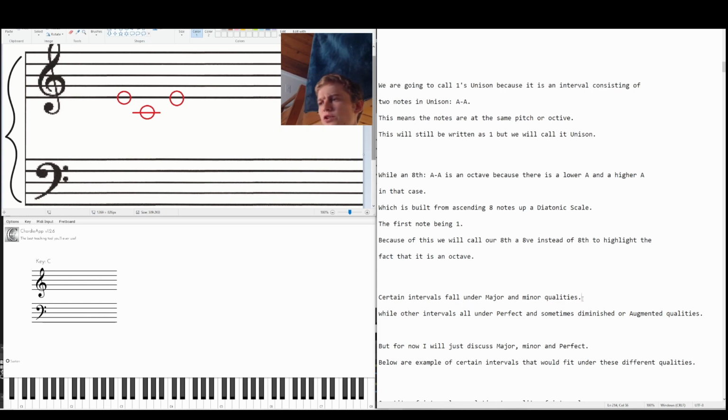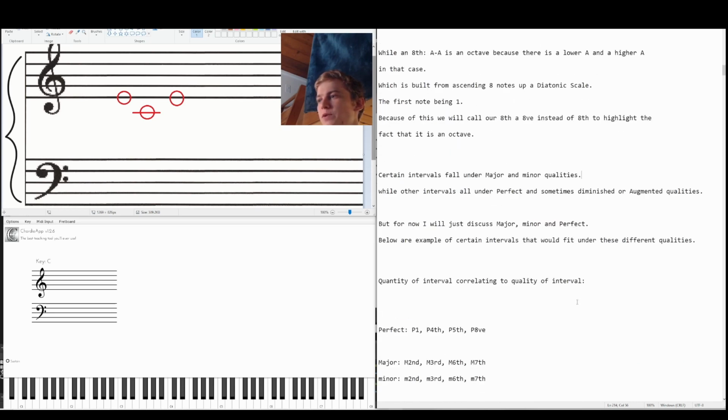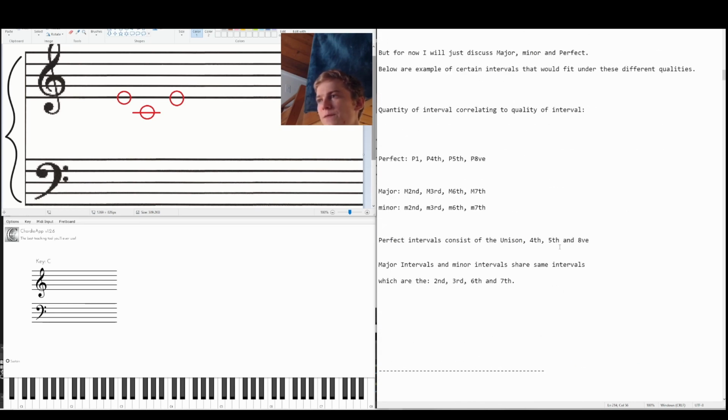So certain intervals fall under major and minor qualities, while other intervals follow perfect and sometimes diminished or augmented qualities. There's a lot more to this, but on a simple level, I'm just going to explain it like that for now. I'm going to just discuss major, minor, and perfect for right now. Below are examples of certain intervals that would fit under these different qualities. So we have the quantity of our interval, our number, correlating to the quality of the interval. Okay, so let's get into it.